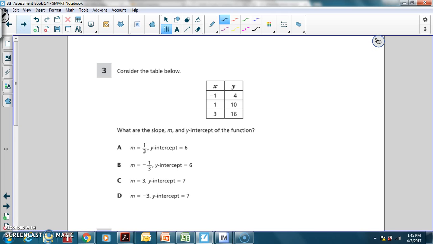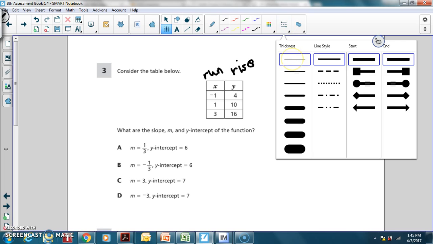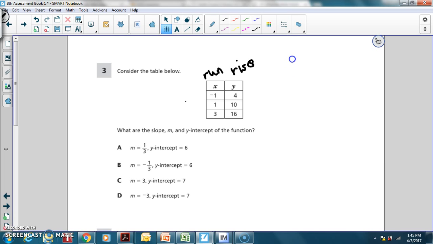Number 3, consider the table below. What are the slope and y-intercept of the function? All right. Your x value is your run. Your y value is your rise. I should say the change in x and the change in y. So to go from -1 to 1 is adding 2. To go from 4 to 10 is adding 6. So your rise is 6. Your run is 2. Rise over run is the definition of slope.